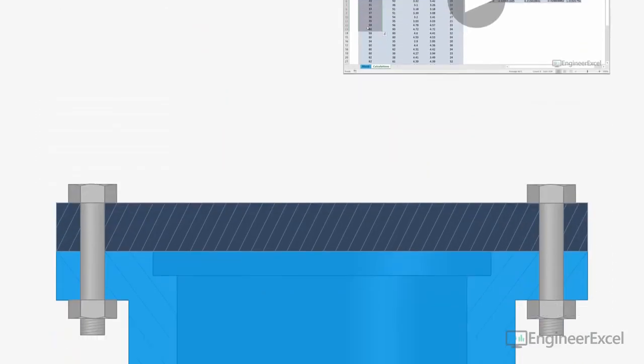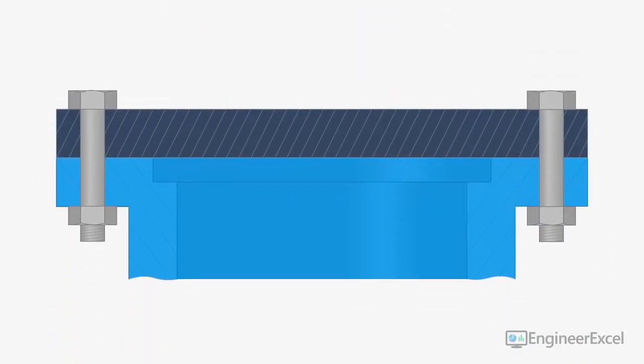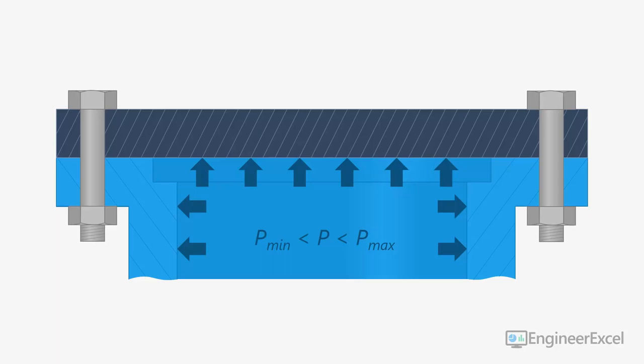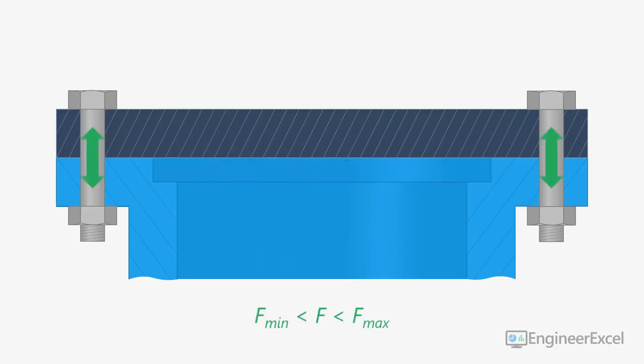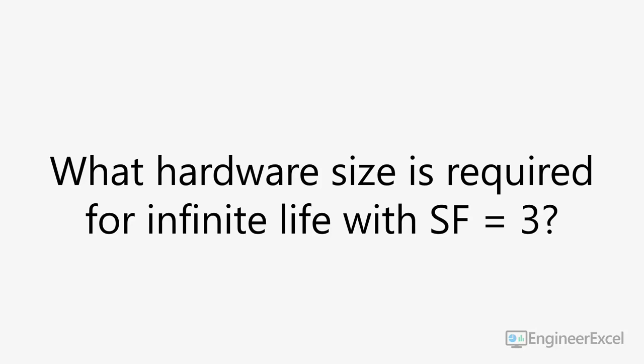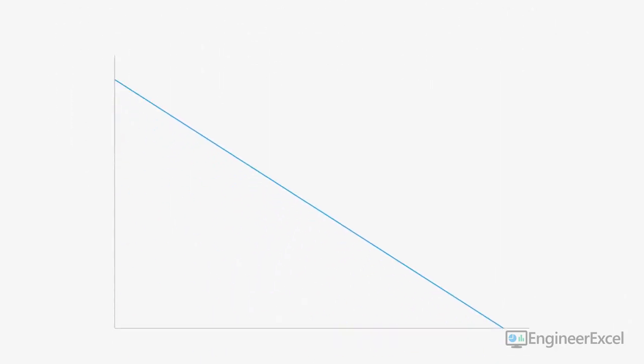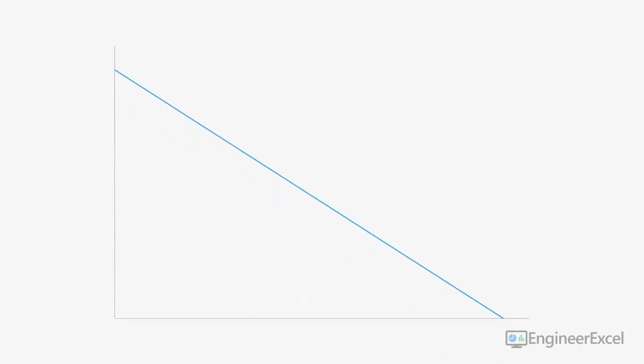I'll show you these strategies by walking through an example problem that deals with the lid of a pressure vessel. The lid is exposed to a pressure that cycles continuously between a minimum and maximum. This changing pressure results in fluctuations in the bolt forces and could result in fatigue failure if the hardware is not chosen properly. So we need to determine the hardware size to provide infinite life of this joint with a safety factor of 3. Since this is a fatigue problem, we'll solve it using the Goodman line, which is defined by the endurance strength and ultimate tensile strength of the bolt material.